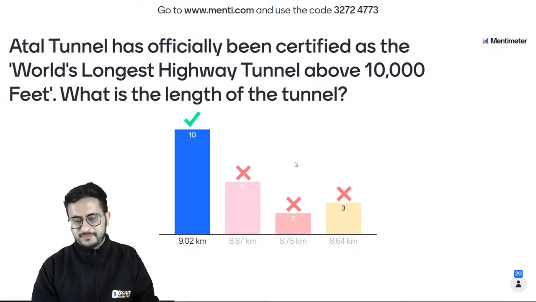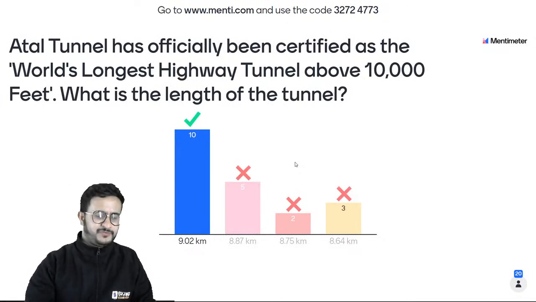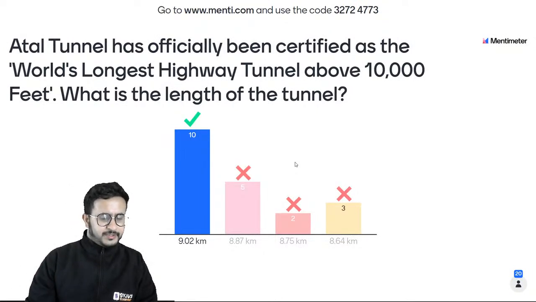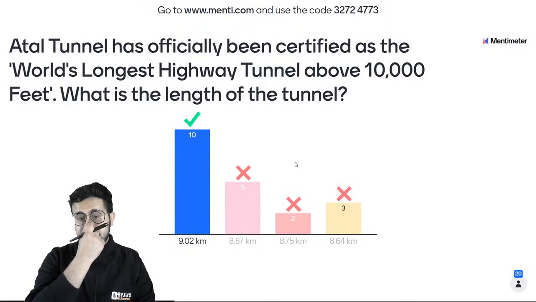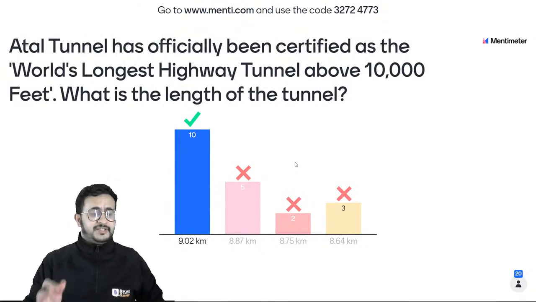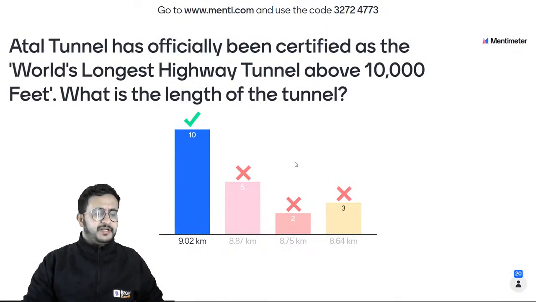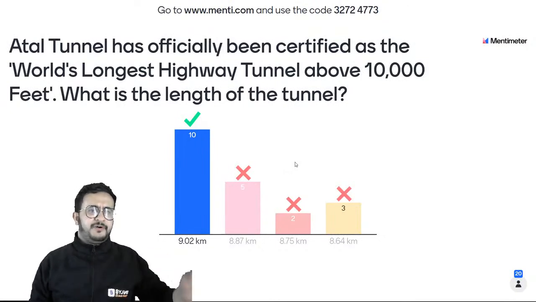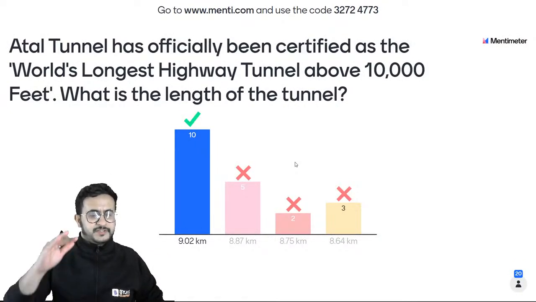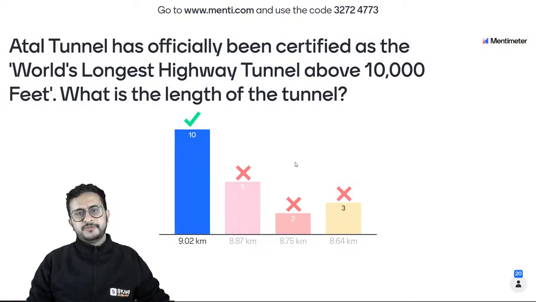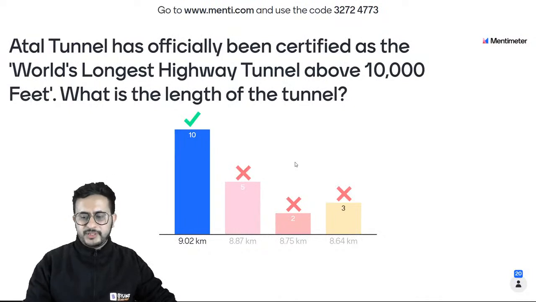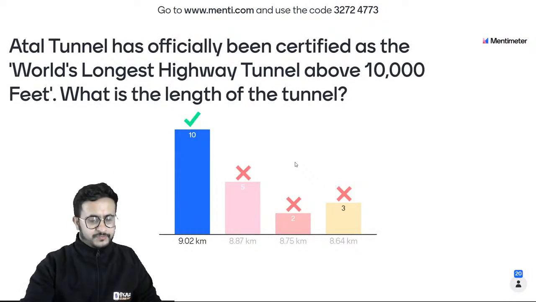Right, last time I discussed the Purvanchal Expressway also. So, Atal Tunnel is 9.02 kilometers. Now this is something from current affairs also. Recently it has been recorded in the Book of World Records. The longest highway tunnel above 10,000 feet. Okay, it's a very high altitude. The longest tunnel at that range, and it is 9.02 kilometers long.